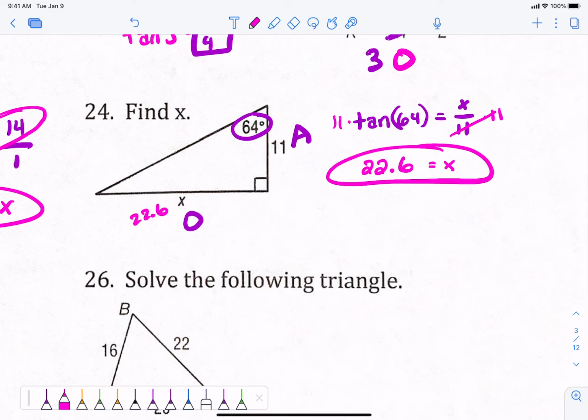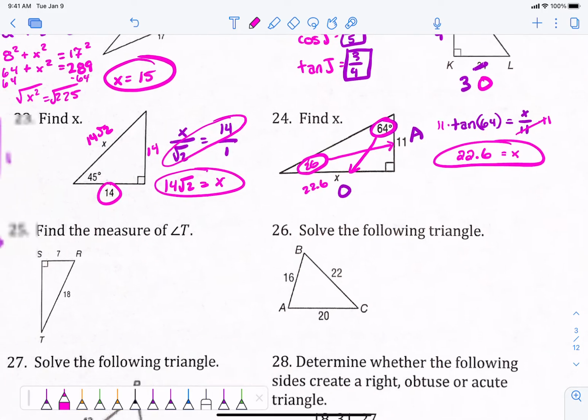If this angle's 64 up here, what would this angle be? 26. So does it make sense that the angle that is 26 is opposite 11 while the angle that's 64 is opposite 22.6? Yep. The big matches with the big, the small matches with the small. Just kind of eyeball that when you're done to see if it seems appropriate. You guys know when it's a bad answer. Like I've had people come and say, oh, I got like 3 as an answer. That's way too small, right? Okay, good?